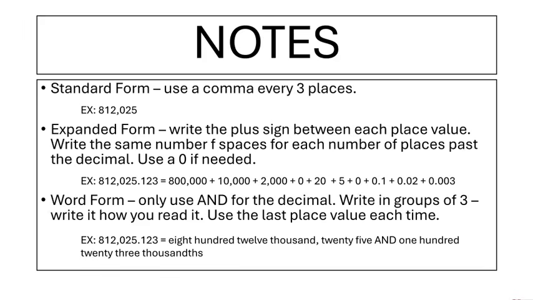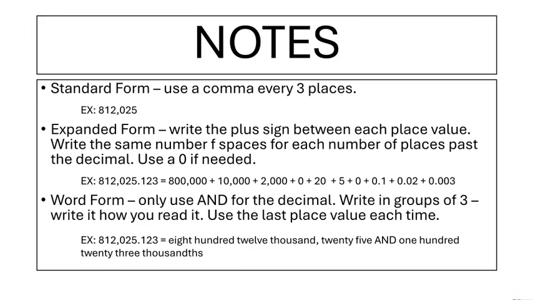Expanded form is when you write a plus sign between each place value for the number. Make sure you use the same number of spaces for each number of places past the decimal. Word form is when you write a number using only words. You write the word, and for the decimal point, write the words in groups of 3 using the last place value for each group. Write it how you read it.